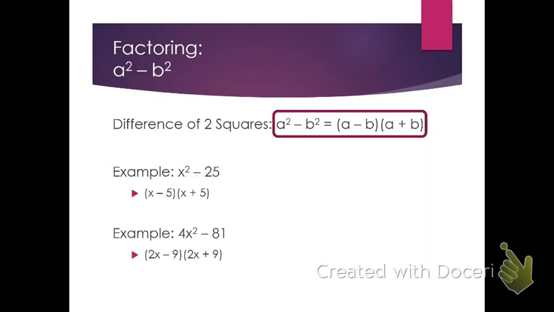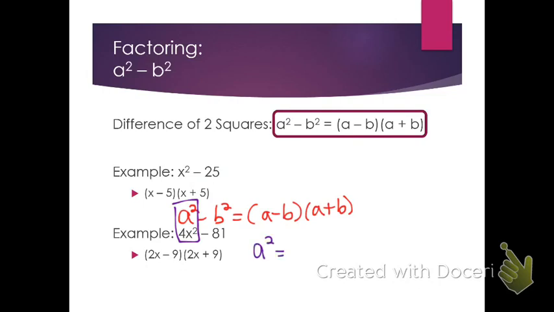Let's try one more. This time I've got 4x squared minus 81. So I'd be looking for, if I'm trying to compare this to a squared minus b squared, I'd be trying to figure out, okay, if my a squared is 4x squared, I'm trying to figure out what times itself equals 4x squared. 2 times 2 equals 4, x times x equals x squared. And then it's a little bit easier to be able to see that my a value must be 2x.